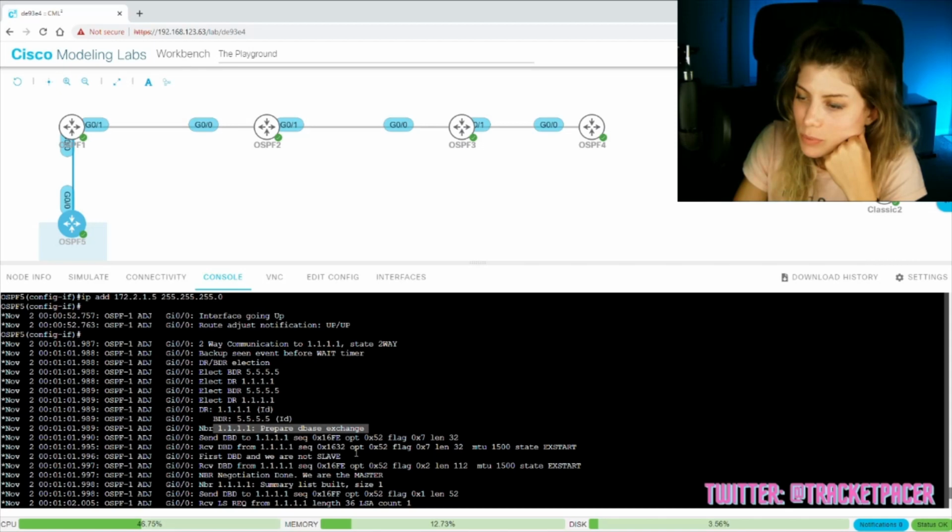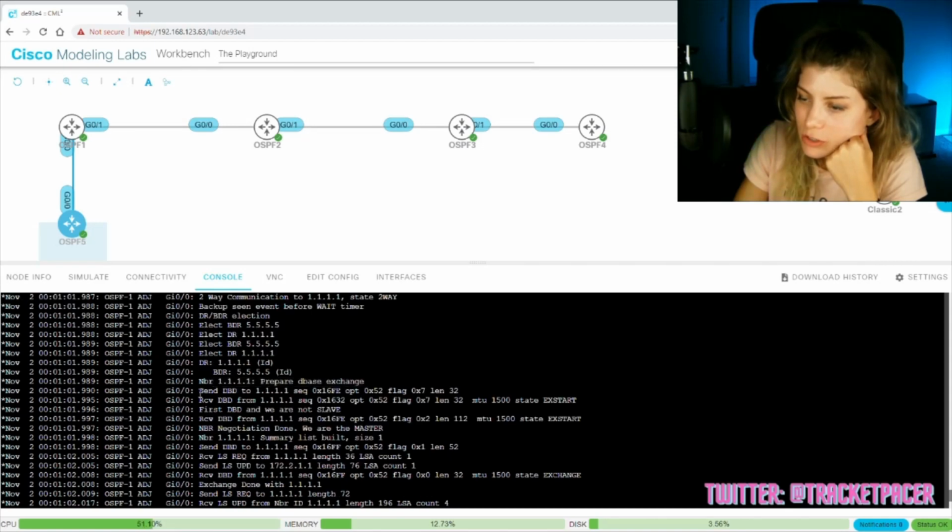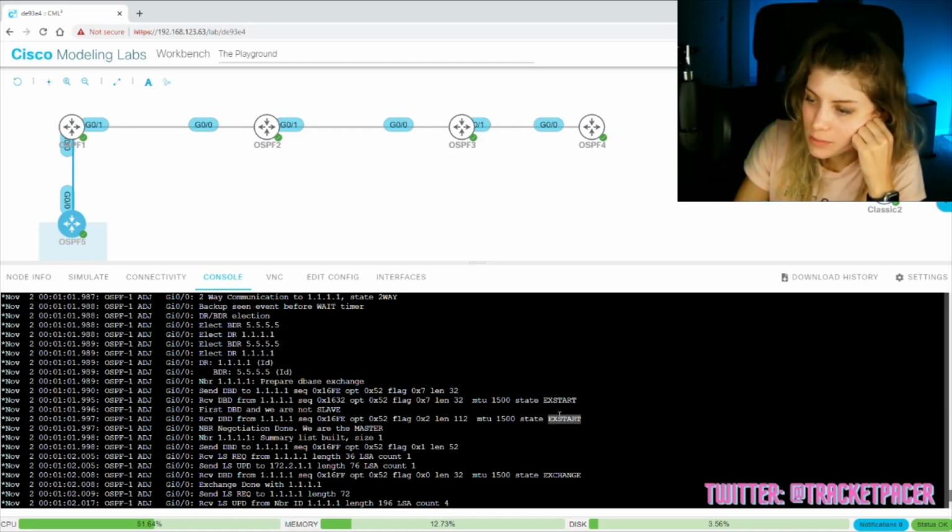Neighbor 1, it prepares for a database exchange. Let's see, we send our, okay, so OSPF1 saying, hey, I'm going to send my database now. Then after that, we send our DBD to 1. Then we receive 1's DBD. We're in ExStart. We've negotiated things as part of the database exchange and ExStart. So neighbor negotiation was done.